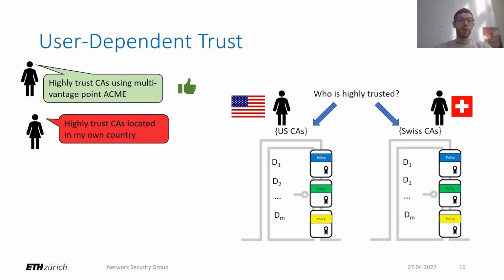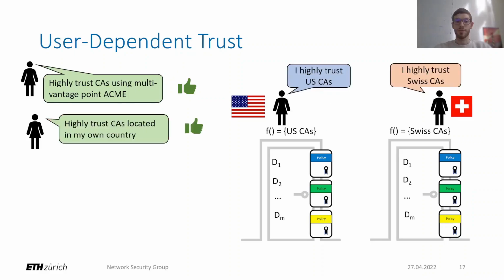However, trust statements may not always be based on objective criteria such as multi-vantage point domain validation. Imagine two users, one from the United States and one from Switzerland, that both highly trust CAs located within their country. It is not possible to have a single trust statement as before, since both users highly trust a different set of CAs. In F-PKI, this is solved by allowing each user to locally define a function f, which defines which CAs the user considers highly trusted. Introducing this locally defined function f enables individual trust statements.